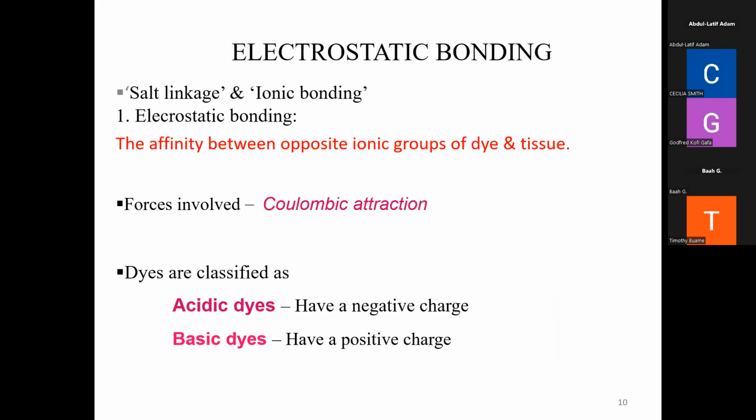So it is through electrostatic bonding that you have acidic dyes and basic dyes. You have positive charge and negative charge, as I mentioned to you. Negative charge is for acidic dyes and positive charge is for basic dyes. So in a natural sense, acidic dye will stain basic component, and basic dye will stain acidic component of the tissue. But this rule doesn't really work so far as histology staining is concerned, especially H&E. It is not acid to basic, but acid to acid. We'll go into details about it as we go along.